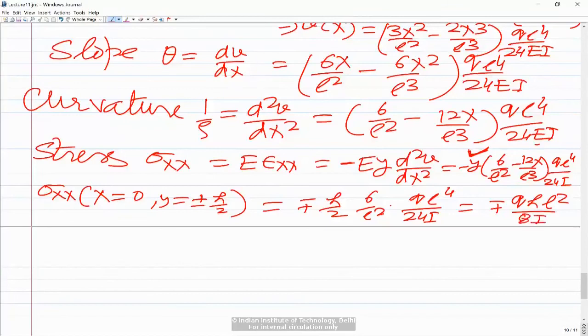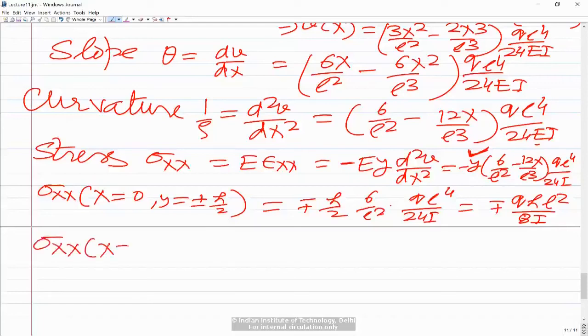Depending on the cross section, let's say the beam has a rectangular cross section of height small h and width b. Then this small I would be bh cube by 12, and you put that and then you get the stress, and that stress you will use for the purpose of designing. Of course, you'll have to find out where the maximum stress is. I'm just giving you two locations: one is just at the left of the element, at the right where the beam is fixed, and the other at the center of the element.